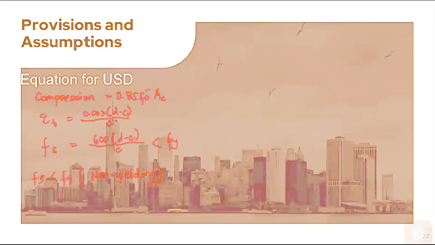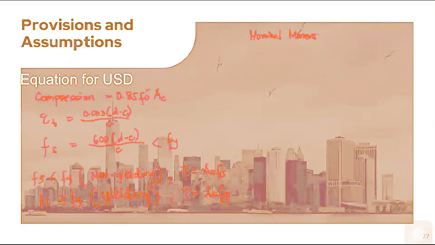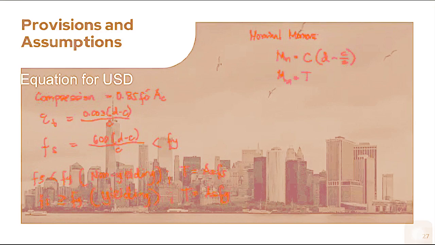So for non-yielding, tension is equals to As times Fs. But for yielding, that is Fs greater than or equal to Fy. So this is for yielding. Your T is equals to As Fy. For the nominal moment, so that is Mn equals C times D minus C over 2. Or it can be also T times D minus C over 2, the moment arm.